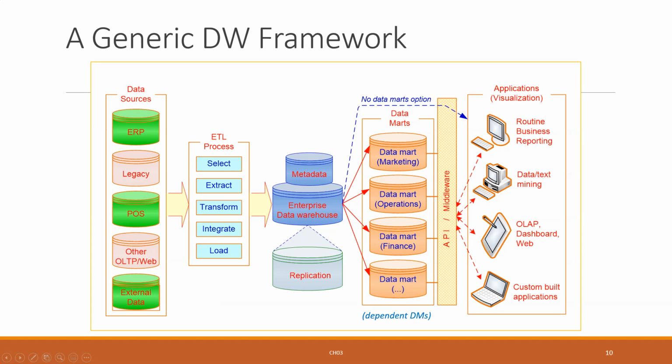Right? This typically has to go through some kind of process, which we'll learn about more. It's called the ETL process. It's for extract, transform, and load. So that way that data from the data sources can get into our data warehouse. And this may be replicated multiple times.